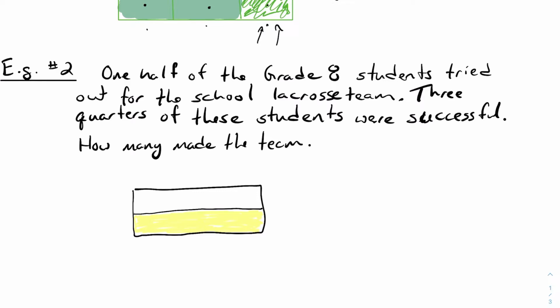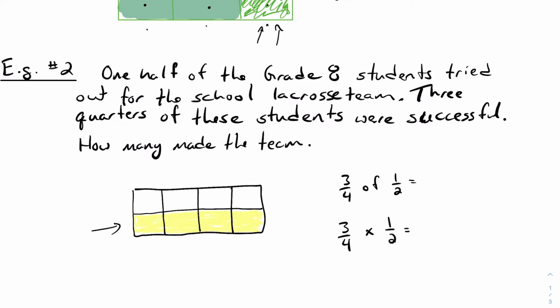And it says 3/4 of these students were successful. So let's take our same grid and split this into quarters. Basically we want to take this half, so the bottom section, and we want to take 3/4 of that. So let's write out our sentence. This is saying 3/4 of 1/2, which is the same as saying 3/4 times 1/2. What does that equal?